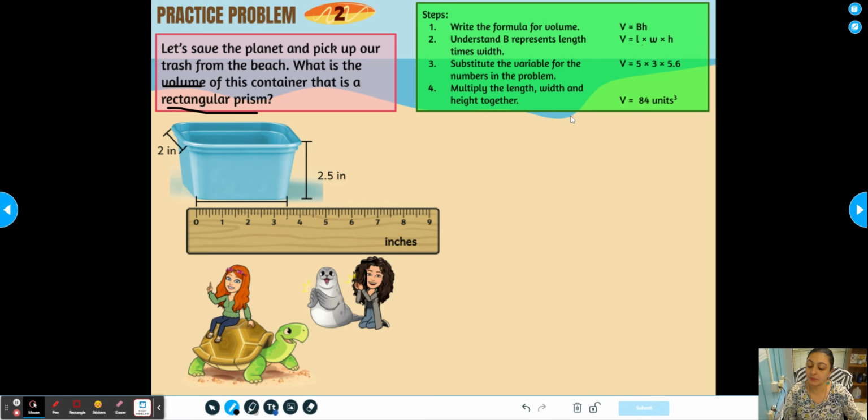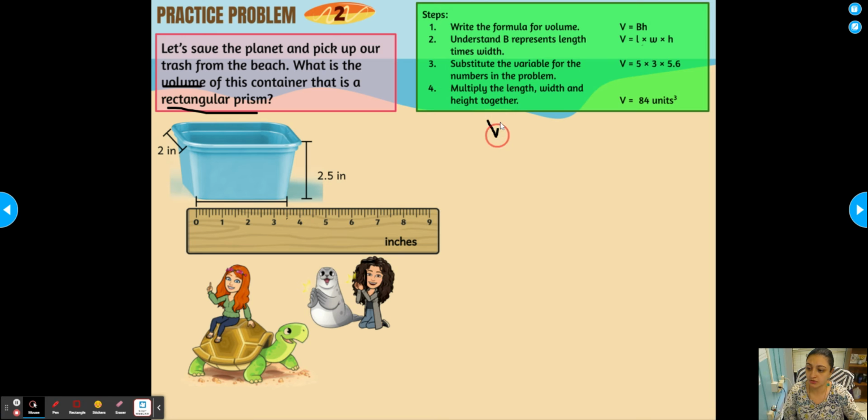So we've got some steps listed to kind of help guide us. And the first step says write the formula for volume. So our formula is volume equals big B times H. So let's do that first.